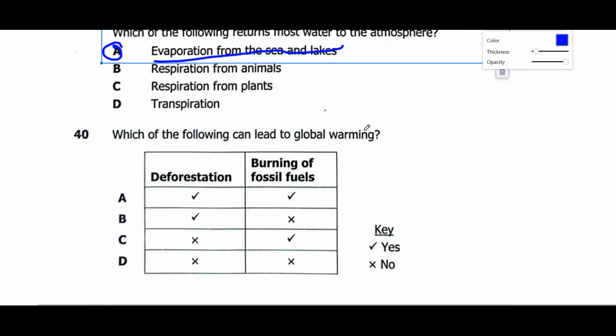Which of the following can lead to global warming? Deforestation, no. Burning of fossil fuels, yes. So this is how we can answer questions like this.